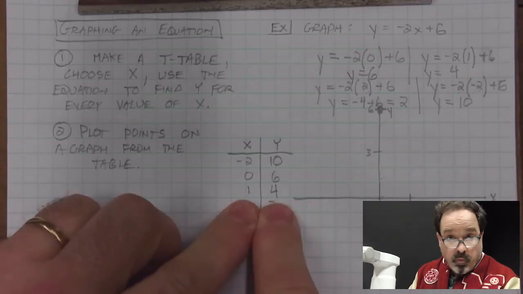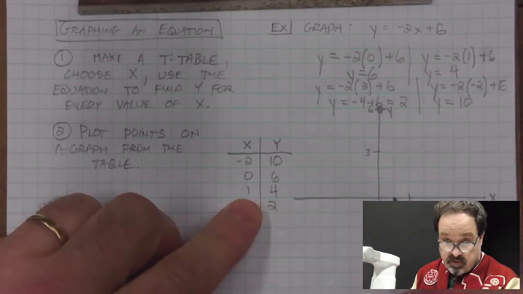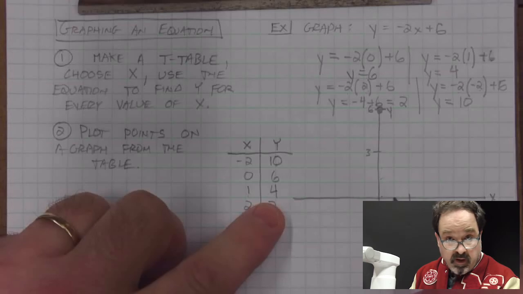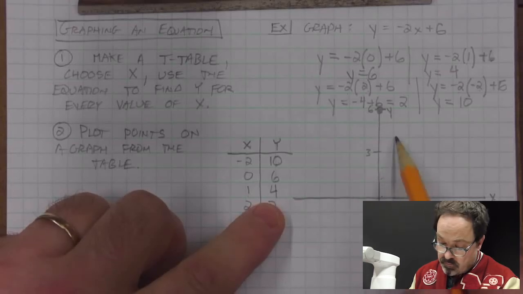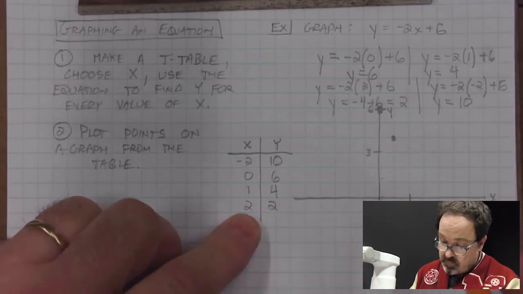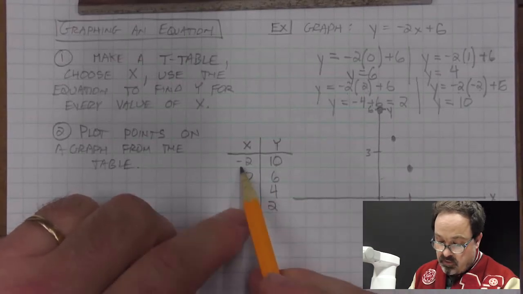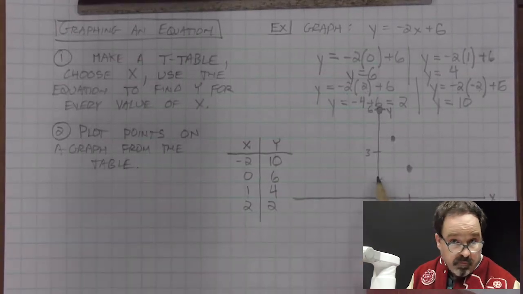I'm going to plot the point 1, 4. That's an x value of 1. That's here on the x-axis. And at the same time, a y value of 4. So I'm going to go up to where y is equal to 4. Plot the point. I'm going to plot this point at 2, 2. Its coordinates are 2, 2. That means 2 for x and 2 for y. Plots that point there. Now this point here, negative 2, 10, it was off my graph.